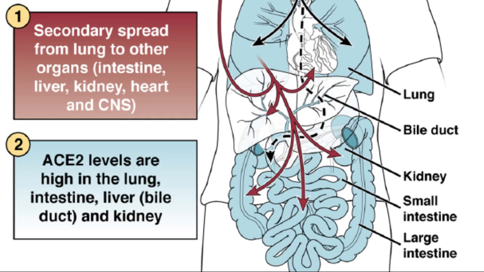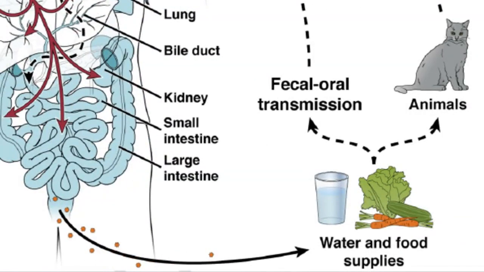What is responsible for the virus entering these organs is the angiotensin converting enzyme, whose level is very high in the intestine, liver, biliary duct, and kidney. Then the virus is shed from the body through the stool, and then goes through the water and food supplement to be transmitted again through the fecal-oral route.